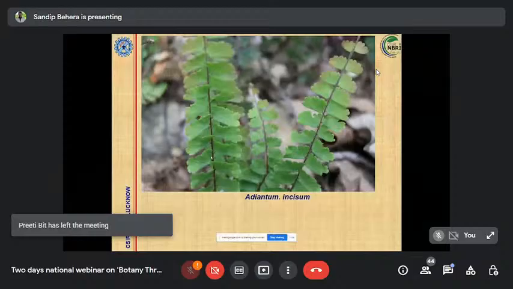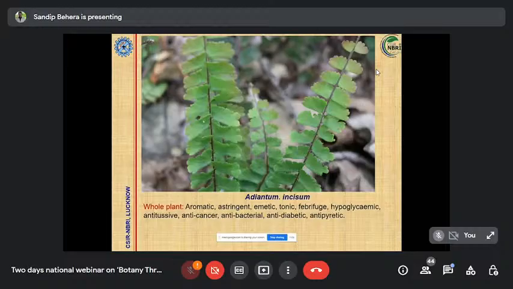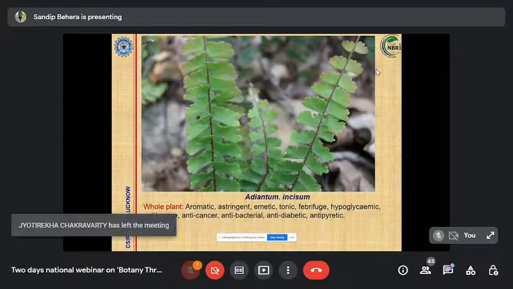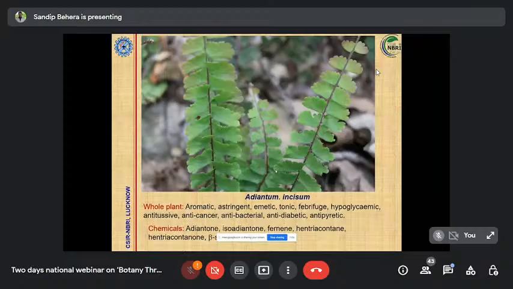Another one, this is Adiantum incisum. All the species of Adiantum have highly medicinal value. The whole plant is aromatic, and it is used in different ways. It has anti-cancer property. It has anti-seizure property also. It has cough suppression, anti-tussive, meaning cough suppression. It helps in cough. So it also has anti-diabetic property, this Adiantum incisum. So these are the chemicals found in Adiantum incisum.